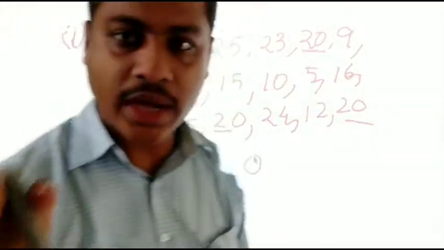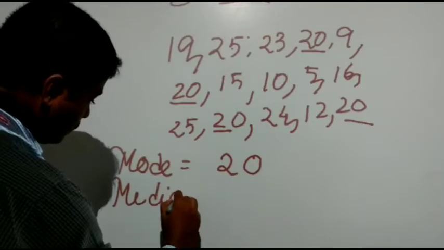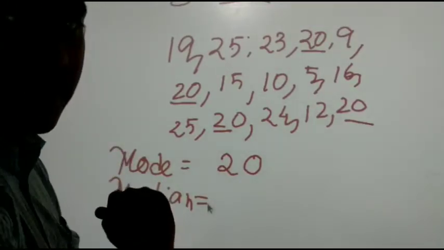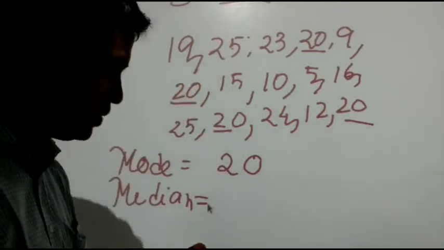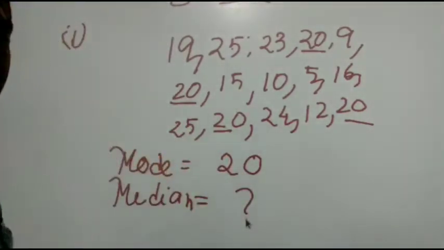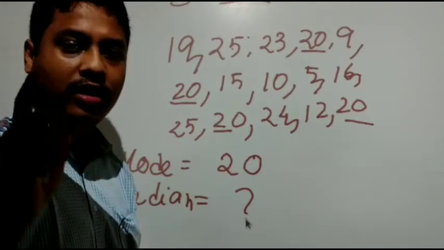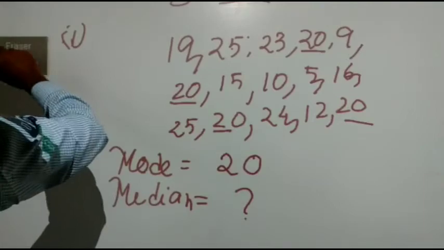We are going to the median. What will be the median here? Firstly, you have to arrange the data in ascending order. Okay, for finding out the median, you arrange the data in ascending order and the middle value will be your median. So let us first arrange the data in ascending order.